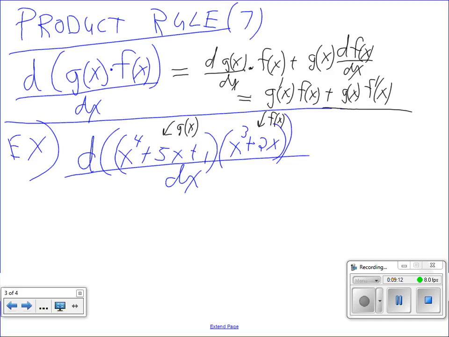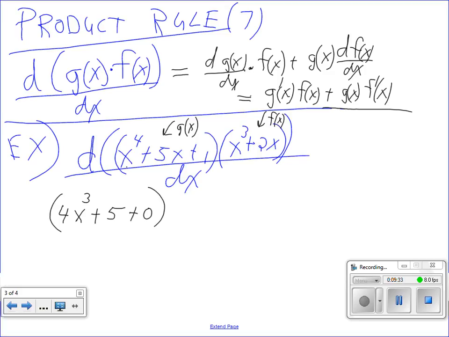The derivatives I'm following, what's the derivative of this first function? Well, let's do it. x to the 4th gets powered down, right? So power rule, 4x to the 3rd. Plus, well, what's 5x? So that's 5. What's the derivative of a constant? That's 0.